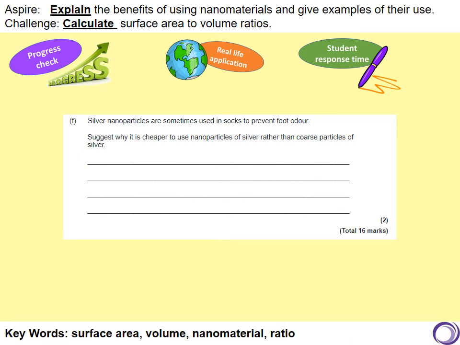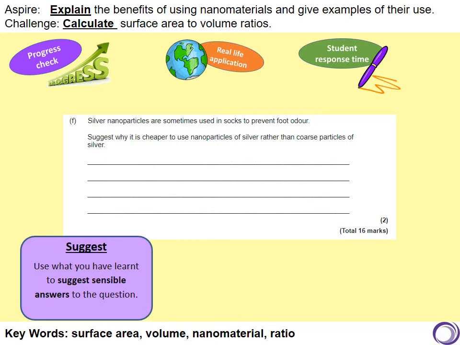Silver nanoparticles then are sometimes used in socks to prevent foot odour. Suggest why it's cheaper to use nanoparticles rather than the coarse particles. And remembering, suggest is just coming up with a sensible idea using a bit of common sense and some science. 2 minutes for you to think about that.